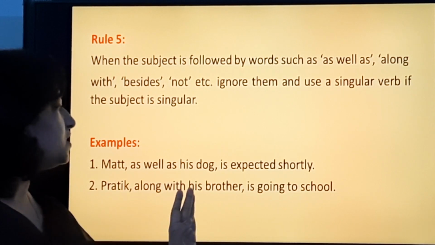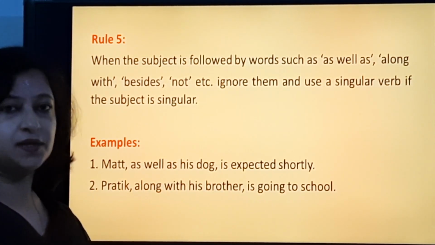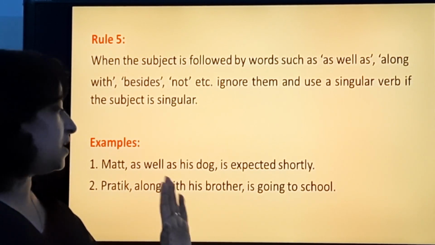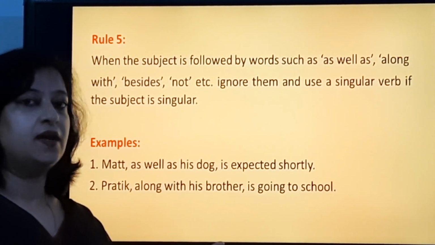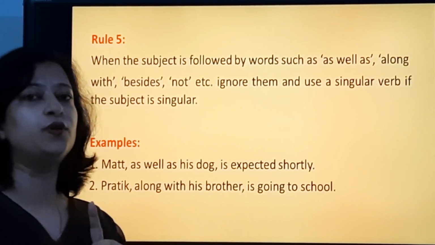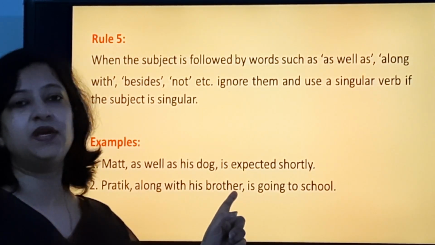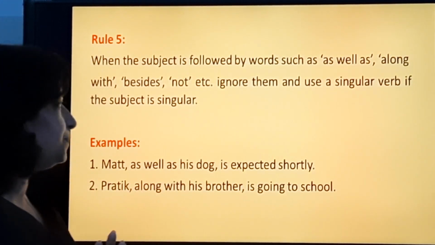Pratik along with his brother is going to school. Again, one more example. Pratik is the subject and one more word, "along with", is used, as well as one more subject introduced in the same sentence. But as I have already told you, focus only on the first subject, that is Pratik, and according to Pratik "is" is used in the sentence. Alright children. Rule 6.